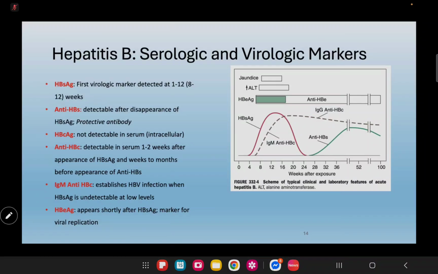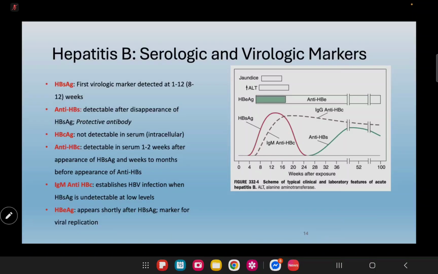Then the hepatitis B core antigen. Among all these serologic and virologic markers, the HB core antigen is not detectable in serum. Meaning if you get blood, you cannot order an HB core antigen because it is not detectable in the blood. This one is an intracellular antigen, meaning found only in infected hepatocytes. While the anti-HBc can be found in the serum.